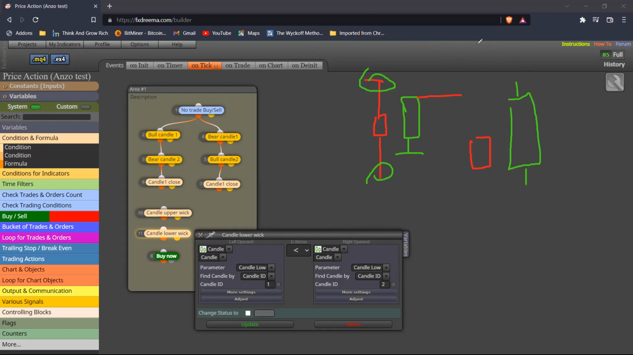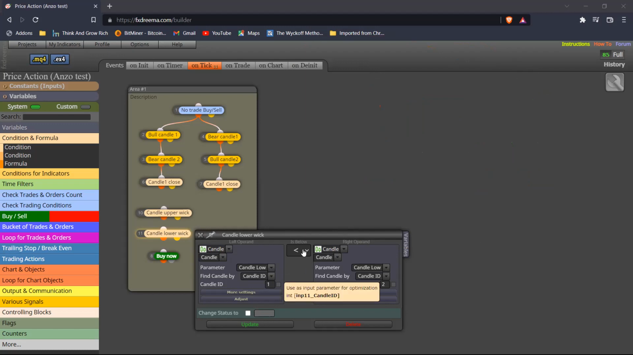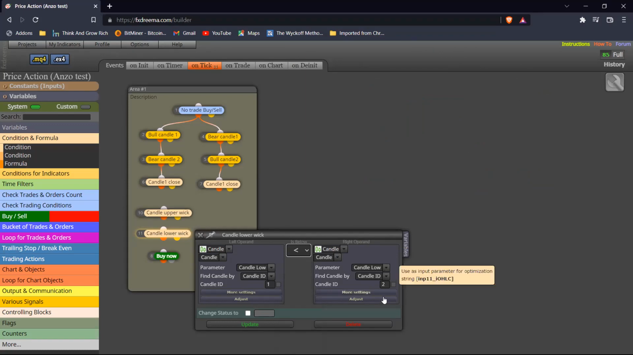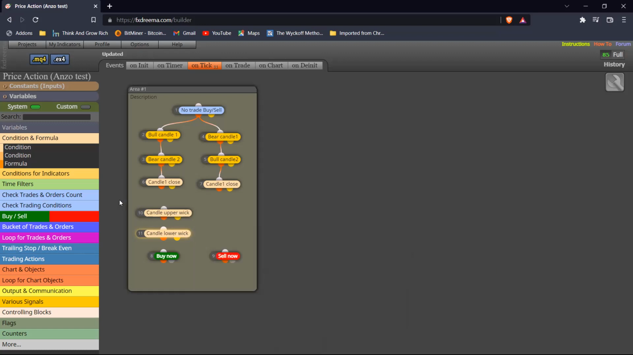So what we'll do now is we'll build it again, and then we'll go and see if it's doing just that. So what are we doing here? We're checking the low of the first candle needs to be greater in this case. It needs to be lower. No, the low of the first candle needs to be lower than the low of the second candle, right? Then we update. So what we'll just do is we'll just copy this and modify it.